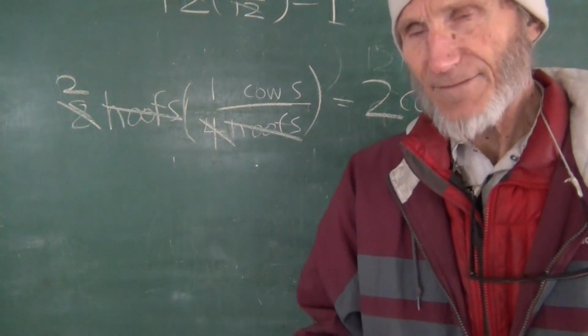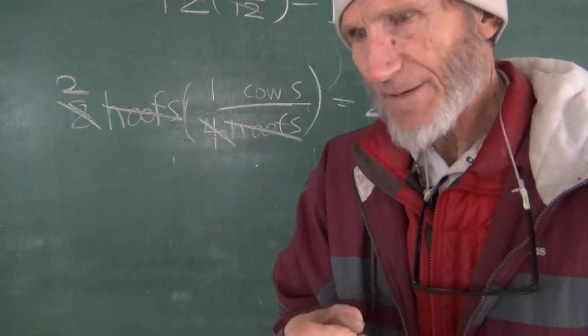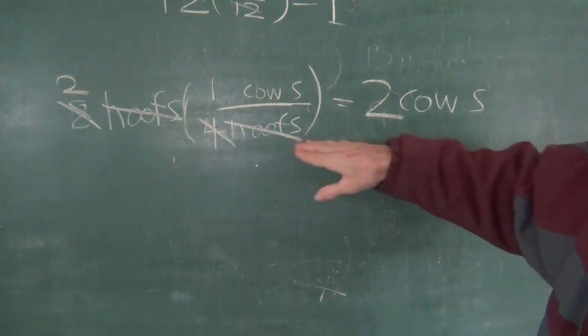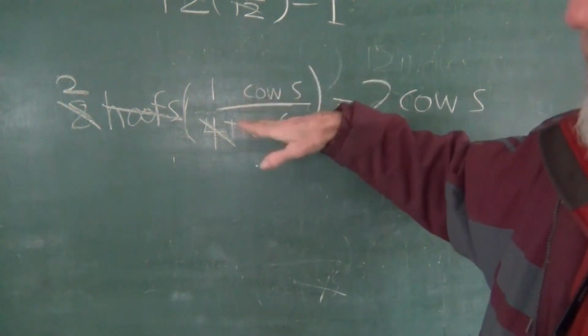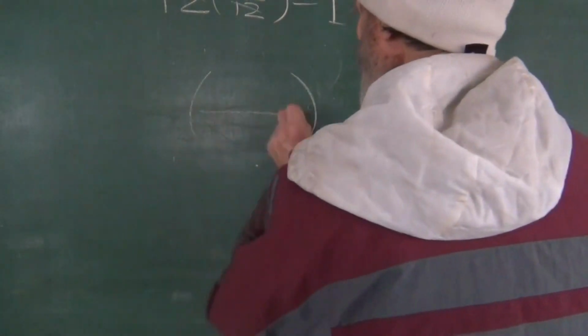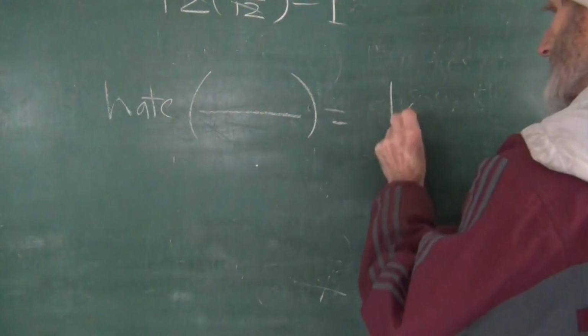Now, I know it's kind of macabre because you're going to cut the hoofs off and stuff, but don't worry about all that stuff. Just think about, we're converting hoofs to cows, and we're doing it because we know that there are 4 hoofs on each cow. So we're going to try to convert hate into love.